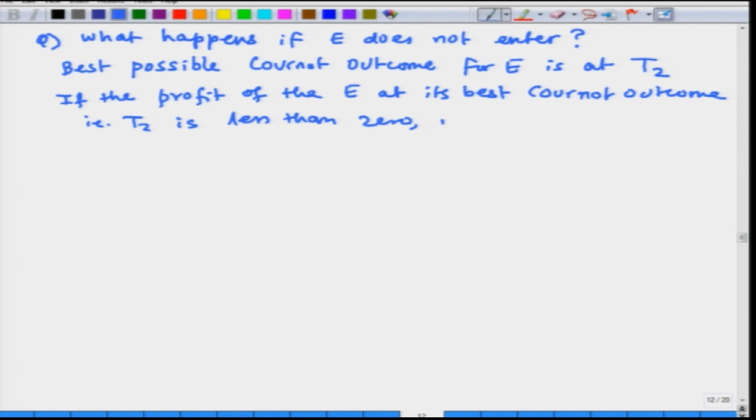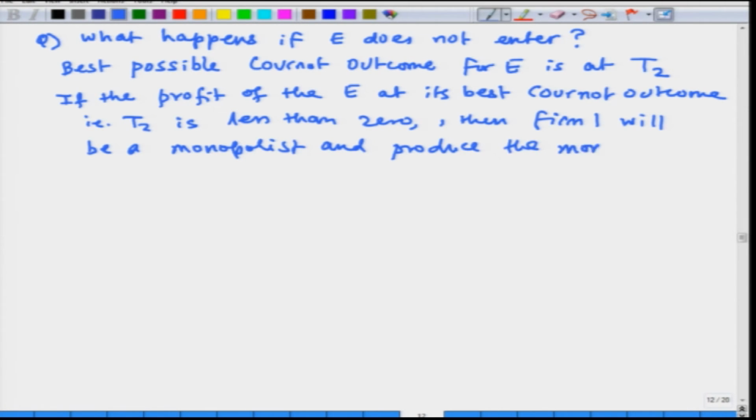Then firm 1 will produce the monopoly output. Firm 1 will be a monopolist and produce the monopoly outcome.